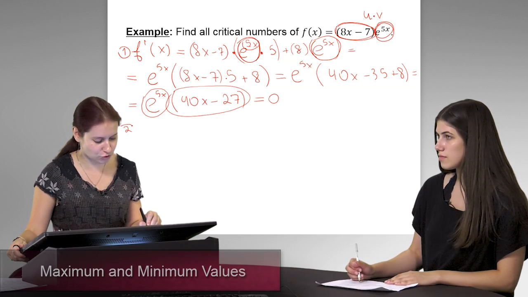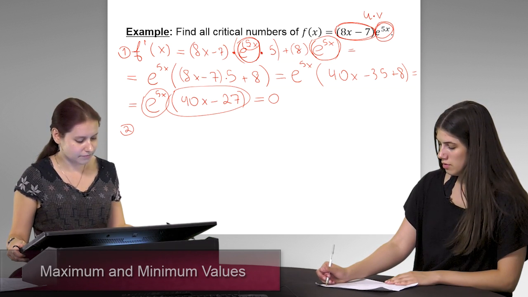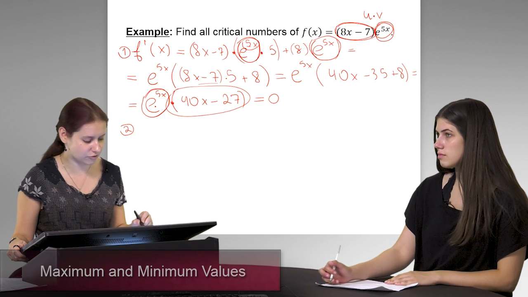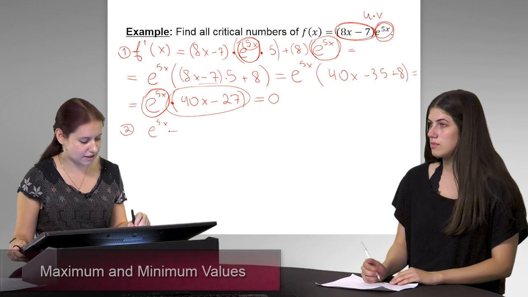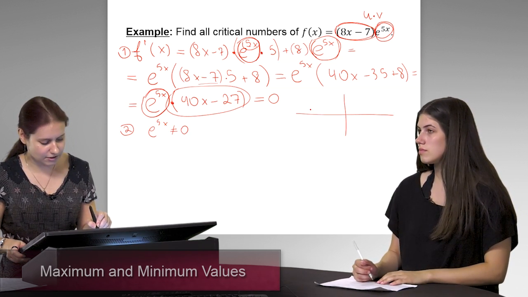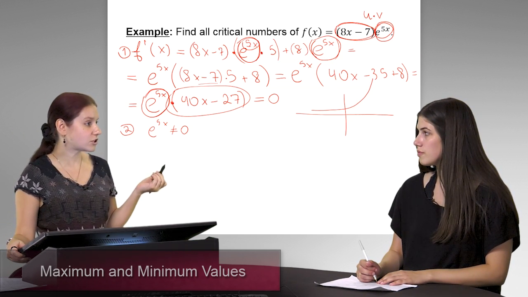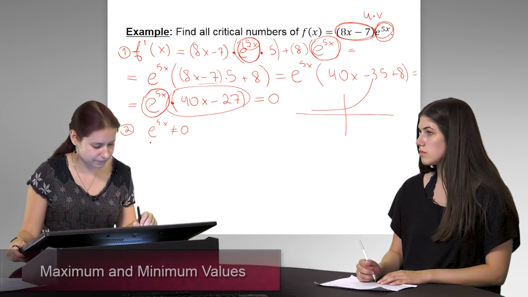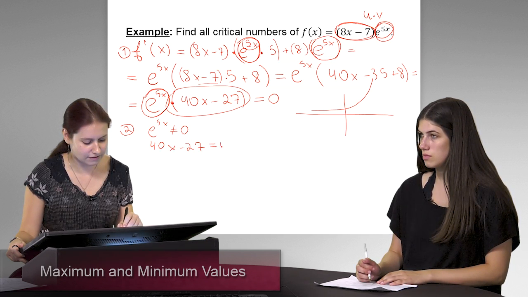So step 2, solving for x when I want to set my derivative to be 0. Well, you remember the product. First you want to check that the first term is 0 and then the second term is 0 and so on. But e to the 5x cannot be 0. If you don't remember, I will show you the graph. It's always positive. So it doesn't give us any solution and it doesn't give us any critical numbers here. Thus, we just need to solve the second part, which is 40x minus 27 equals 0.